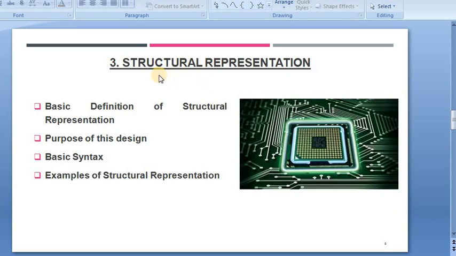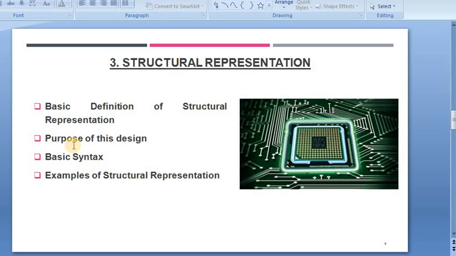As you see in the slide, again we can further categorize this topic into four parts: first definition, then purpose, syntax, and examples. Now the first question is, what is structural representation? The definition says that structure means how the logic is implemented in terms of circuit or netlist. Now what is the purpose of this design?